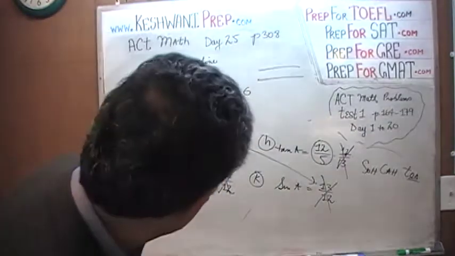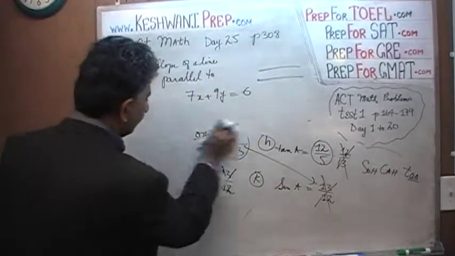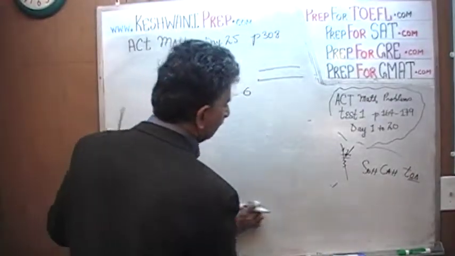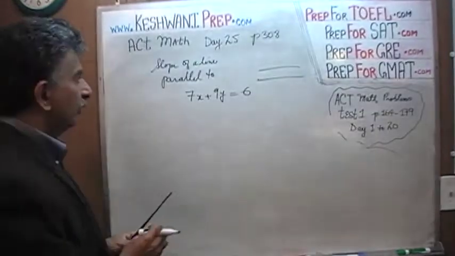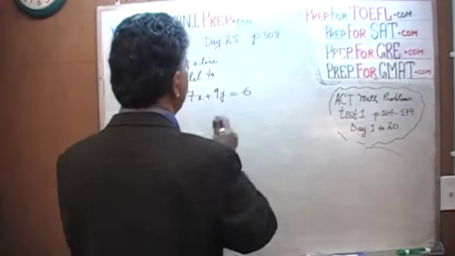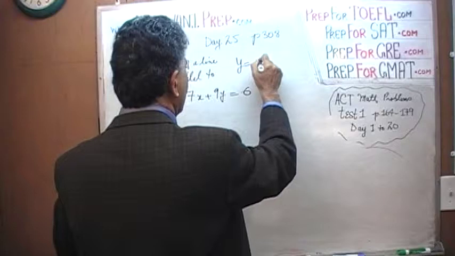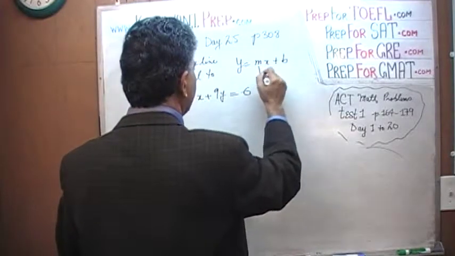So let's find out the slope of this line. In order to figure out the slope of this line, we need to write it in the slope-intercept form. We need to write it in this form, y equals mx plus b, and m is your slope.